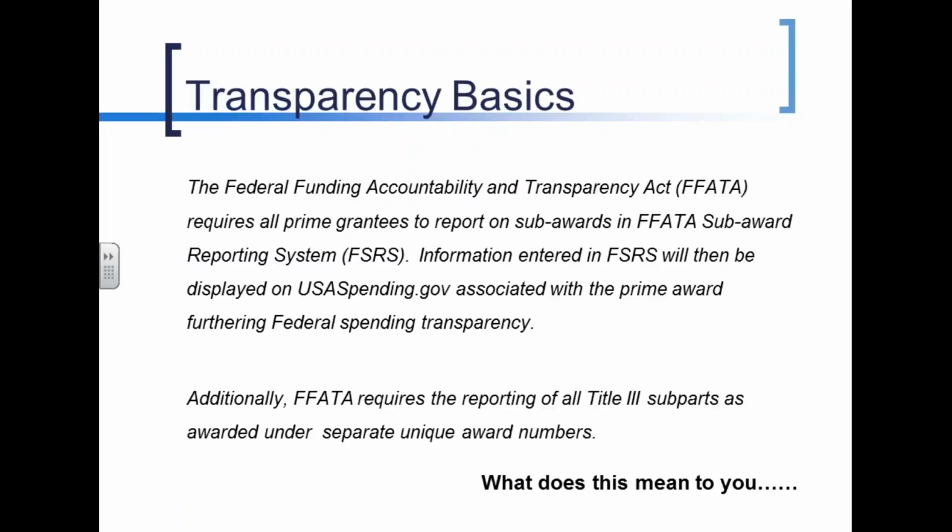It's part of the Federal Funding Accountability and Transparency Act, that all recipients of these federal funds must report the information into a system, and that system therefore will define the federal spending at the most transparent level. There is also another piece of the FFATA requirement that requires all Title III subparts. A subpart would be 3B, C1, C2, must be reported separately, individually, based on the federal grant award. So what does that mean?